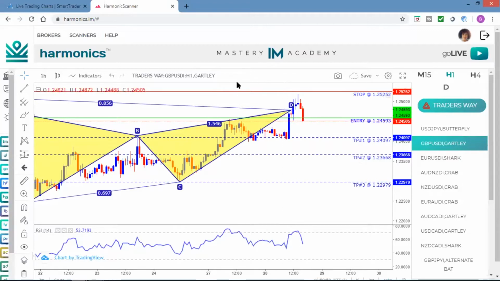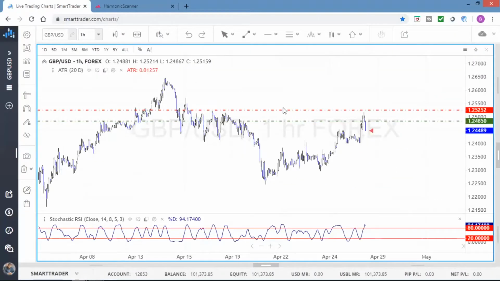Like we always do, let's go over to the Smart Trader chart, which is the platform that I like to do all of my chart markups on. I just think it's easier and more convenient, and it gives me a better view of exactly what's going on and why the signal was called. So we'll switch it over. You can see that I'm already in this trade at 124.85, and of course there's our stop loss at 125.25.